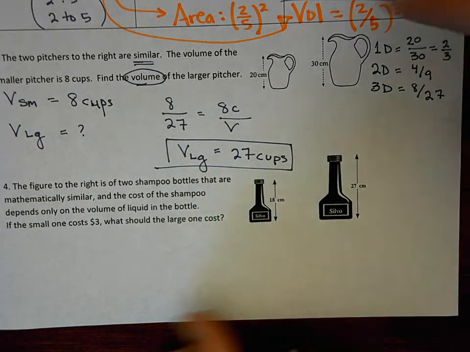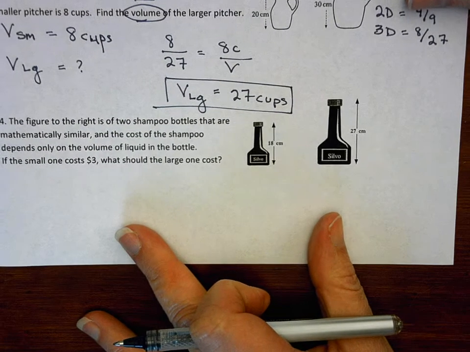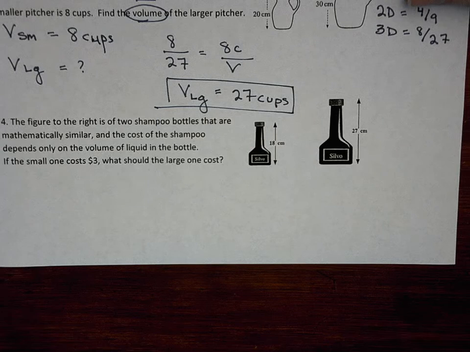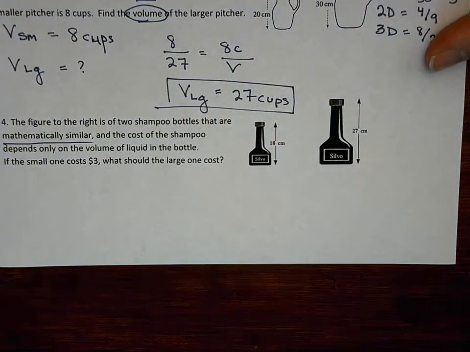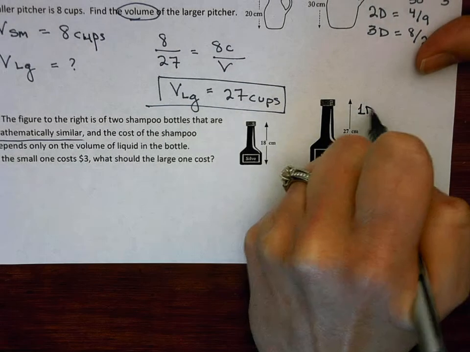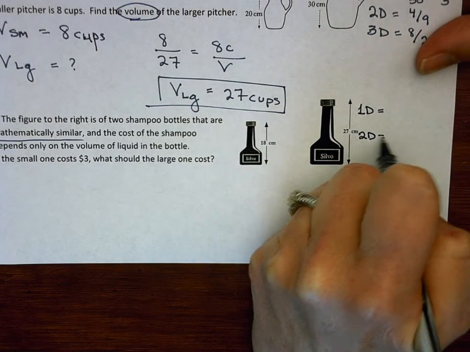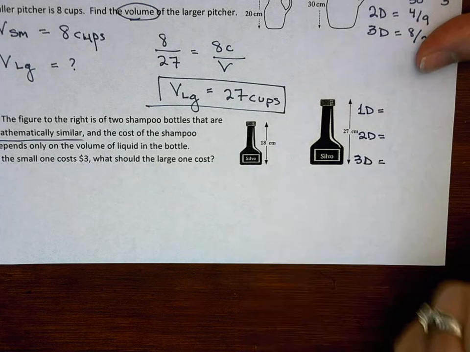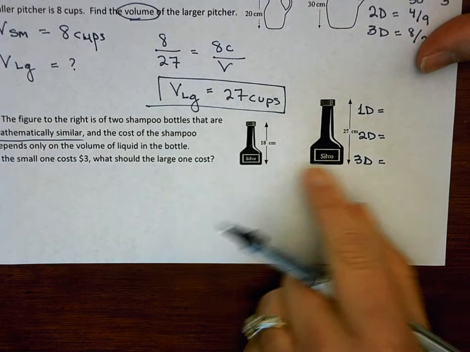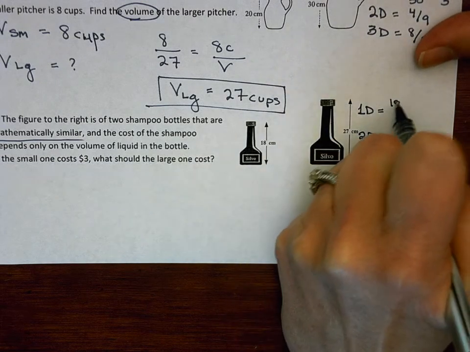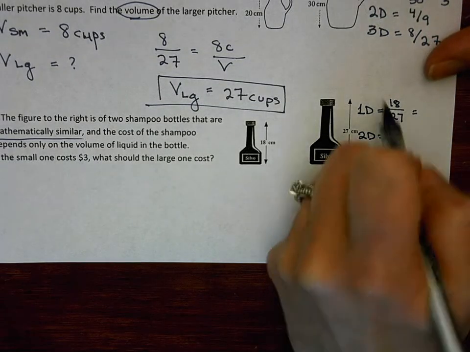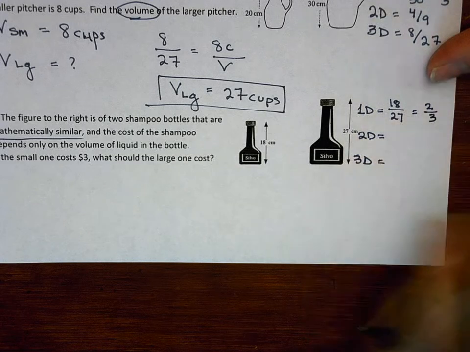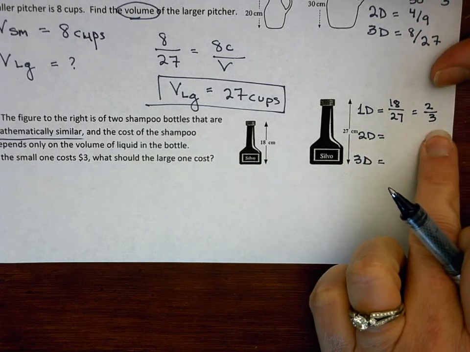Okay, and then question number 4, so this is our last one. Okay, so the figure to the right is of 2 shampoo bottles that are mathematically similar, so they are proportional to each other. So that means I'm going to go ahead and set up my dimensions. So I'm going to compare linear measurements, so 18/27. And I could divide a 9 out of both of those. So the one-dimensional scale factor is 2/3.